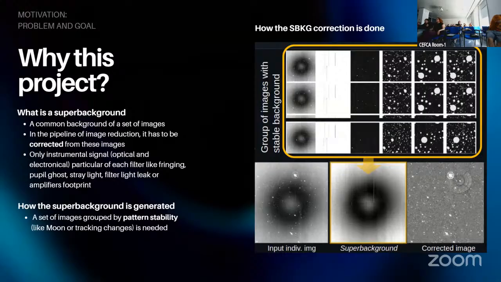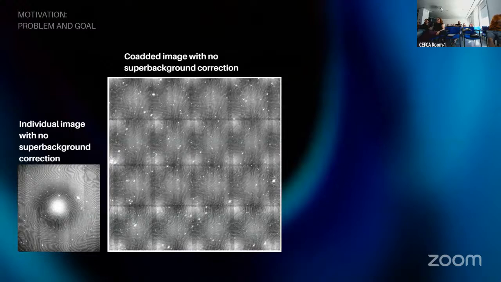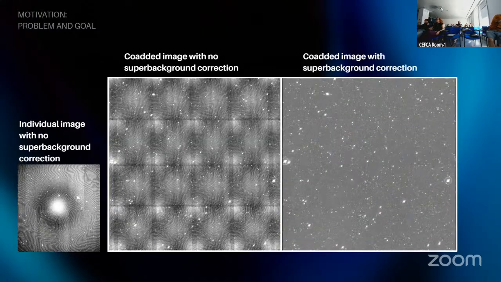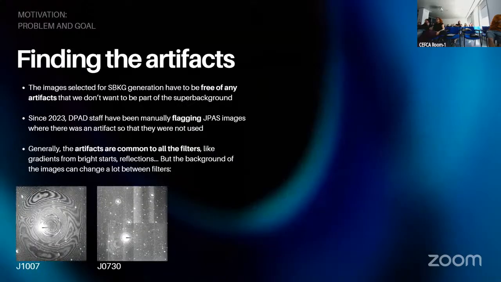This is every process: the image before super background correction, the super background used for the correction, and this image with the super background correction. Okay, here's another example of why the super background correction is needed, because this is before the correction and after the correction. So, as I've said, to generate the super background, we need a set of images.